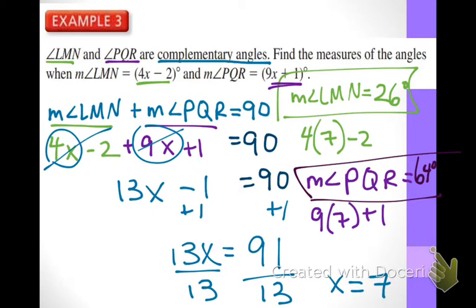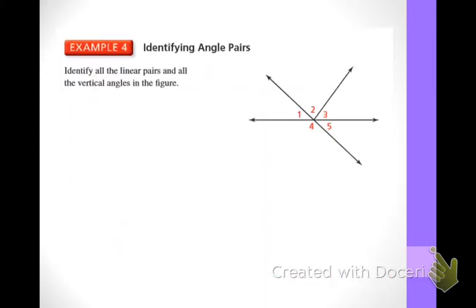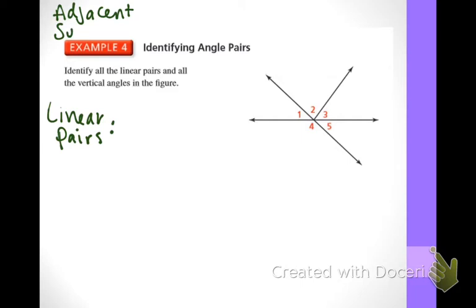Our next example is at the very bottom. Remember, yesterday we learned all the terms, and then today we're just applying them. So it says identify all the linear pairs and all of the vertical angles in the figure. So linear pairs first. Linear pairs were two things. They were adjacent, right? They share a wall, and they were supplementary.